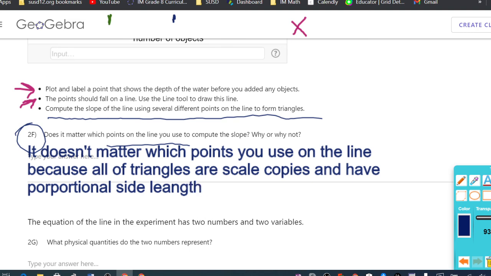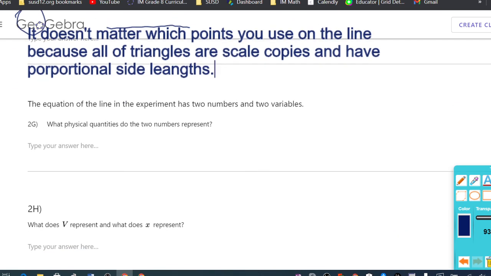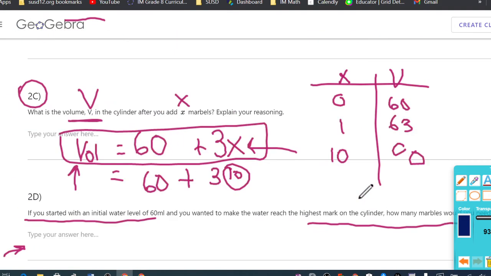I hope your spelling is better than mine. There we go. Let's keep going. I'll give you some more help with this one. Next question. The equation of the line in the experiment has 2 numbers and 2 variables. Okay, well, what is the equation of the line in the experiment?